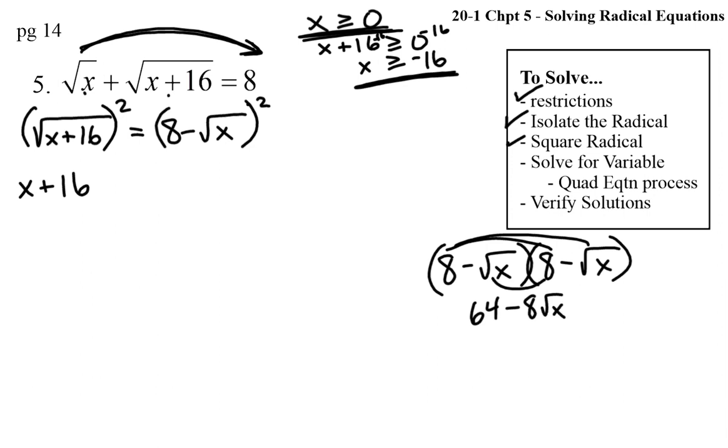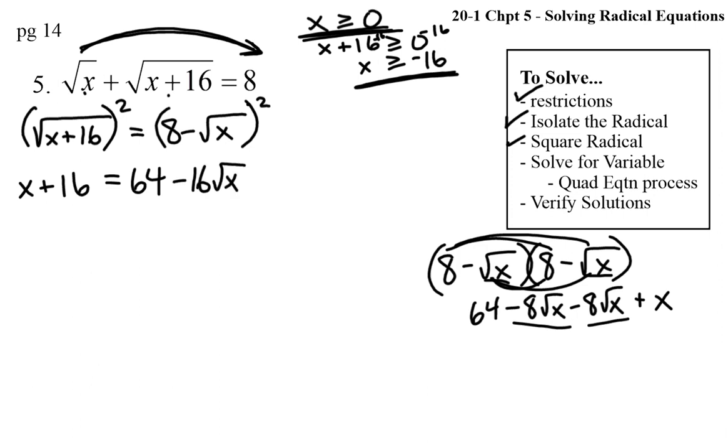another negative 8 root x, and a negative root x times a negative root x. Root x times root x is just x. Negative times negative is a positive. So on this side, I'm going to have 64. Negative 8 root x and negative 8 root x is negative 16 root x. Combine those like radicals, plus an x.